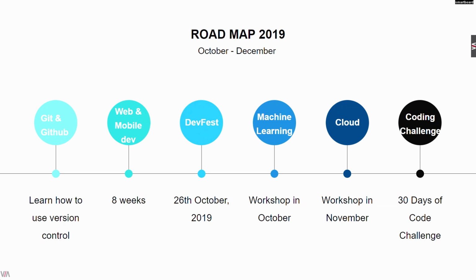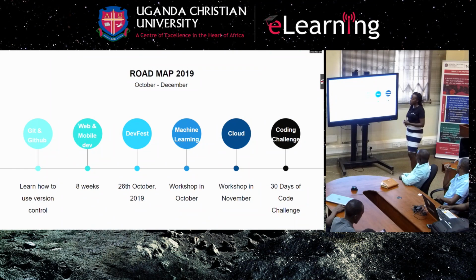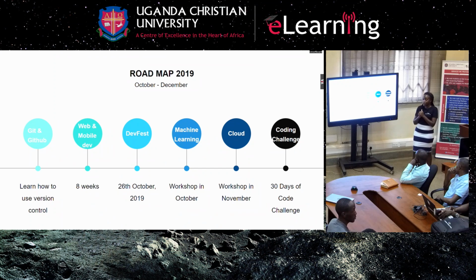So this is a roadmap for our year, 2019-2020, what we hope to achieve, or what we hope to do for the year. Starting next week, we'll be having a session on Git and GitHub, version control, which we realize that even students under science and technology do not know how to use GitHub, where they can be able to store their code. So we're going to have a session on that, and then after that week, we'll start rolling out our web development and mobile development sessions for 8 weeks.